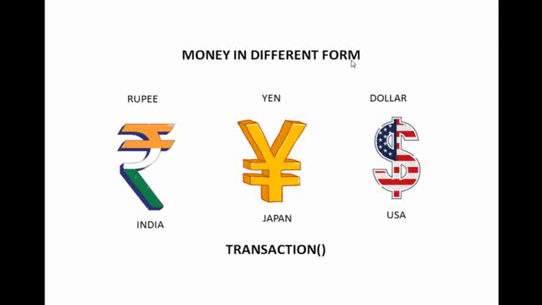Money in different forms or currency in different forms: rupees, yen, dollar. We all do transactions, that is the work that we do with money, but in different forms, right? So this is how you represent polymorphism in Java.